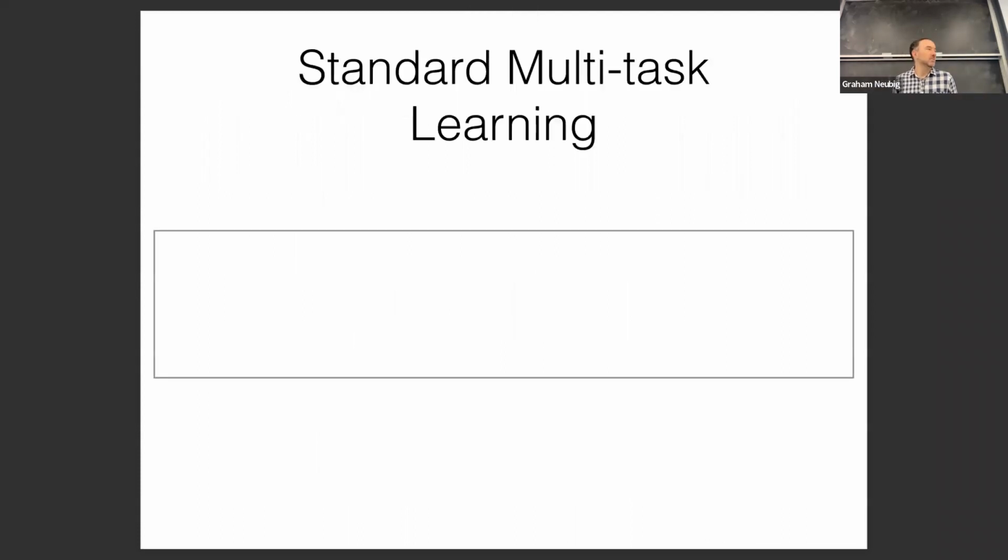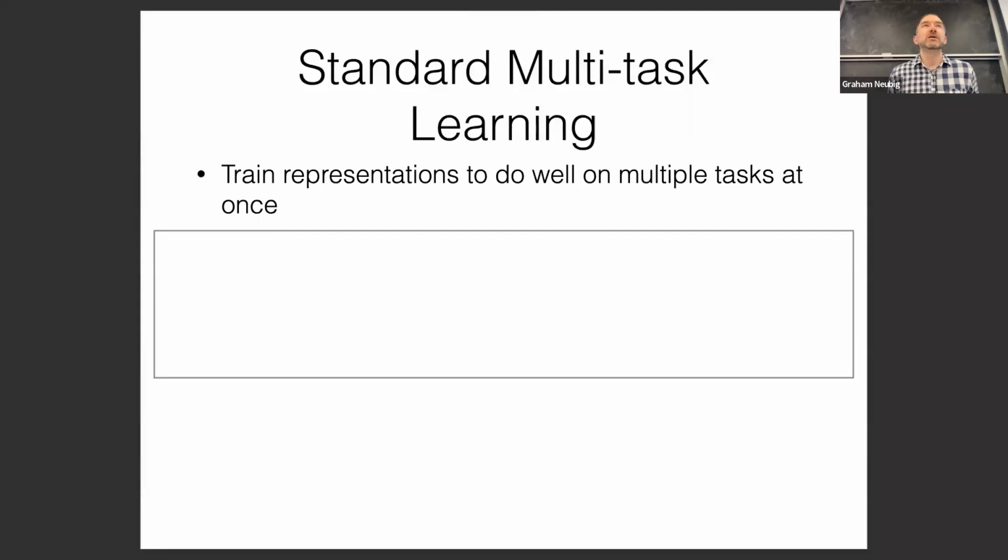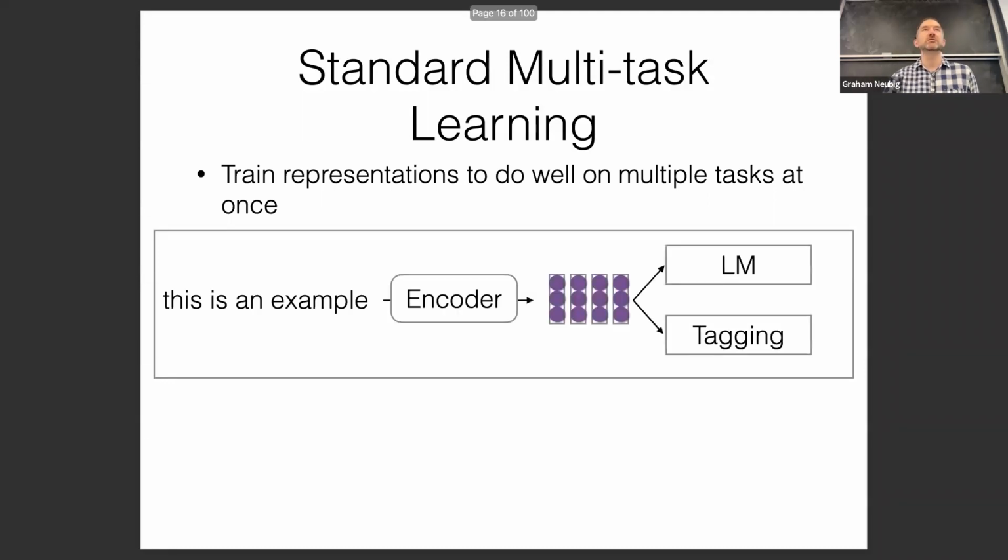Okay, so standard multitask learning. I'm calling this standard multitask learning because it's essentially maybe the simplest in terms of the things that you need to think about. It is basically training representations, or training a model, to do well on multiple tasks at once. So basically you have an example, and you take an encoder and use the same encoder, but then you train it on multiple objectives like language modeling or tagging or other things like this.